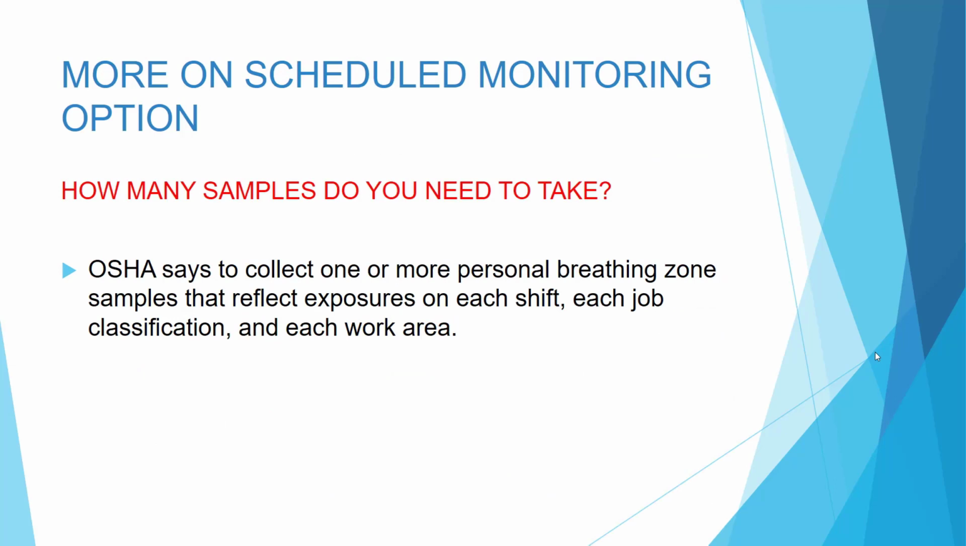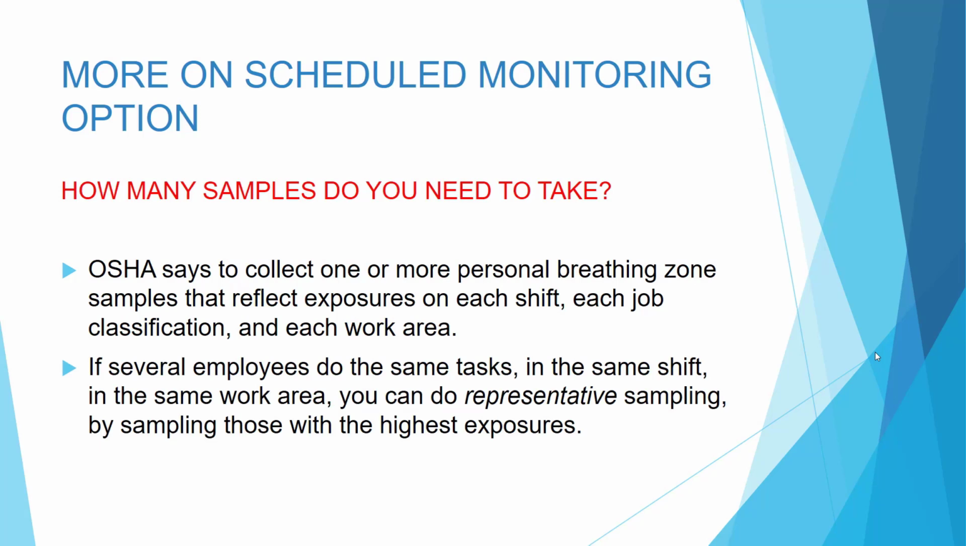One of the big questions that health and safety professionals face when sampling any air contaminant is how many samples to take to adequately assess exposures. OSHA provides some guidance on this in the new Silica standard. OSHA says to collect 1 or more samples that reflect each shift, each job classification, and each work area. If several employees do the same task in the same shift in the same work area, you don't have to sample every single one. You can do representative sampling by sampling those with the potential for the highest exposures.